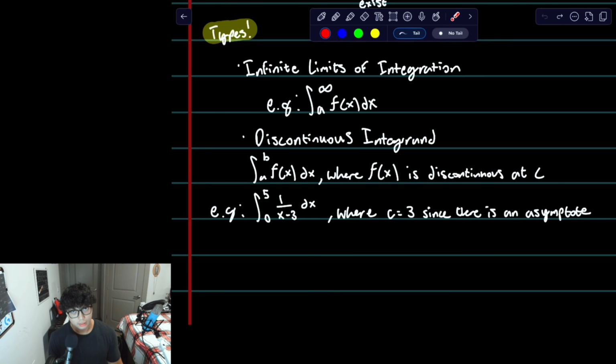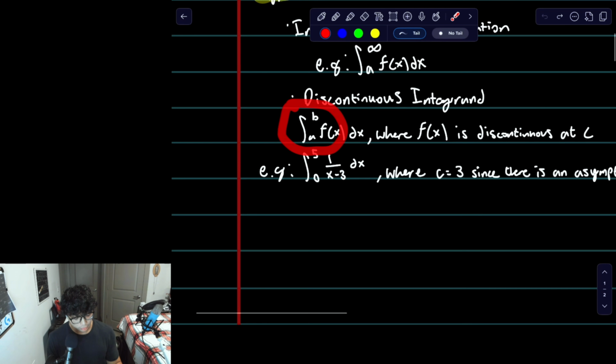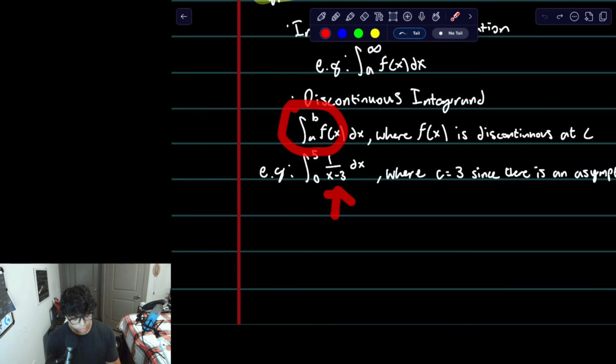And then there's also a discontinuous integrand where it goes from A to B, but for example, we're given a fraction 1 over x minus 3. So 3 cannot be an answer in that case because you can't have a denominator of 0, which doesn't exist. So you're going to have to change up your bounds.